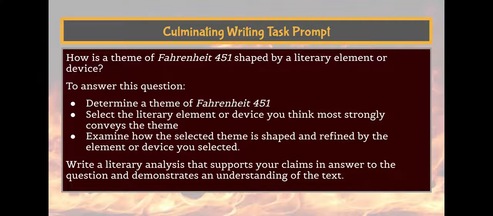Here is that culminating writing task prompt. How is a theme of Fahrenheit 451 shaped by a literary element or device? To answer this question, you must first determine a theme of Fahrenheit 451. You will select the literary element or device you think most strongly conveys the theme. You will examine how the selected theme is shaped and refined by the element or device that you selected. And you will write a literary analysis that supports your claims in answer to the question and demonstrates an understanding of the text.